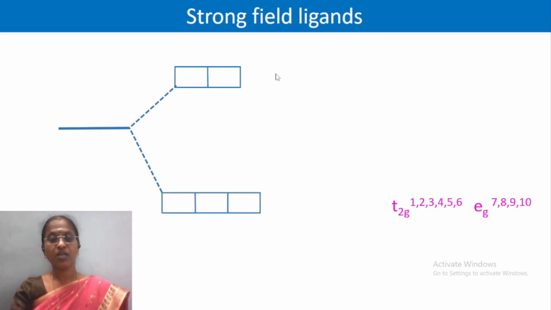Consider octahedral complexes containing 10 electrons in the d orbital, that is, a d10 system. In strong field complexes, the first 6 electrons enter the T2G orbitals, getting paired up, and the 7th, 8th, 9th and 10th electrons enter the EG orbital. This is because in strong field complexes, the delta O value is higher compared to the pairing energy. So the electrons get paired up in the T2G orbitals first, and then the electrons enter the EG orbital.